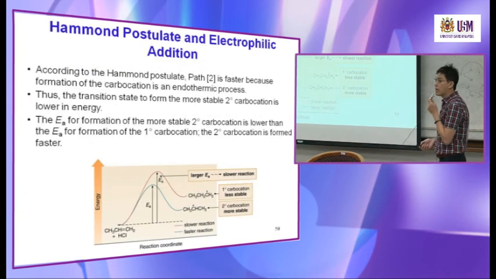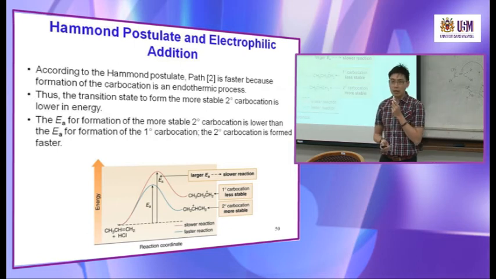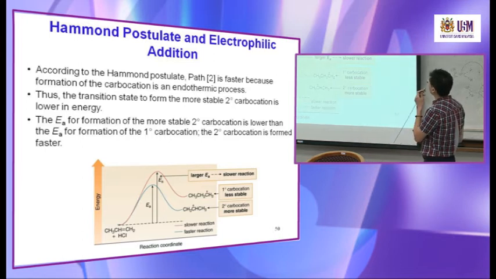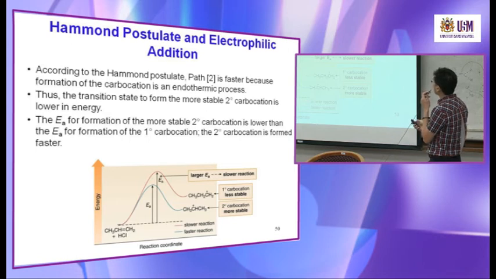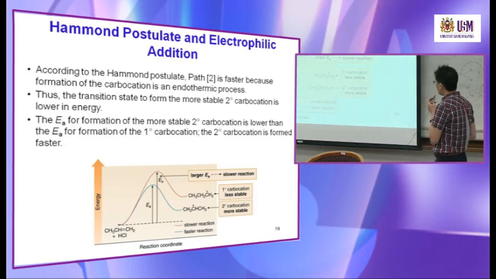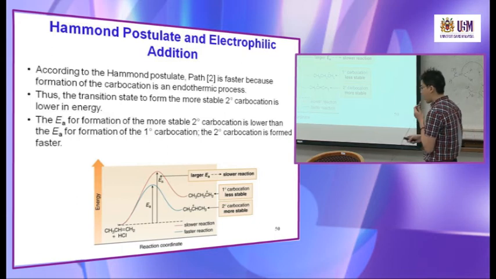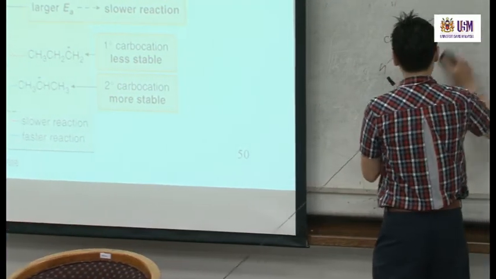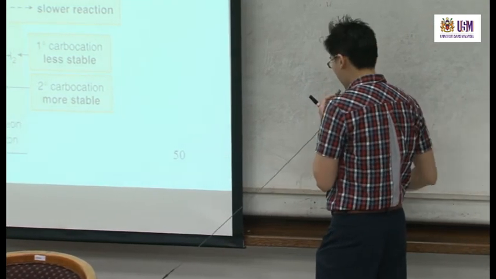Okay, let's compare. As I said, why is the secondary carbocation more stable? If you see the energy profile, or the Hammond postulate in electrophilic addition, according to the Hammond postulate, now you see, EA1 is the activation energy for the formation of the primary carbocation, and this is the activation energy for the formation of the secondary carbocation. If I ask you to predict the activation energy for the tertiary carbocation, can you do that? Of course you can.